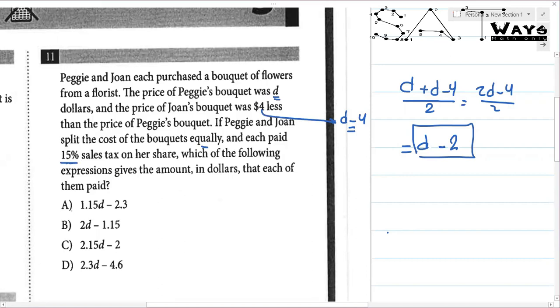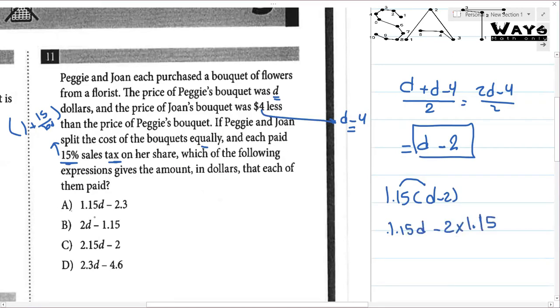So each one is going to pay 15% tax, which is a percent increase. So we're going to make it like this, 1 plus 15%. Take the D minus 2 and multiply by 1.15. So the answer is 1.15 multiplied by (D minus 2), which is obviously A, because it's the only one where we have 1.15 only one time. Here are 2.15 and 2.3, so the correct answer is A.